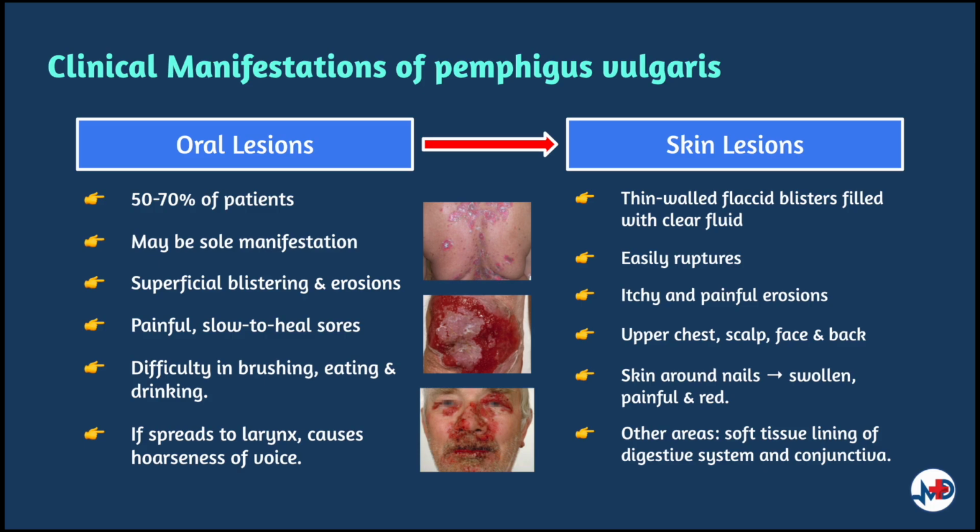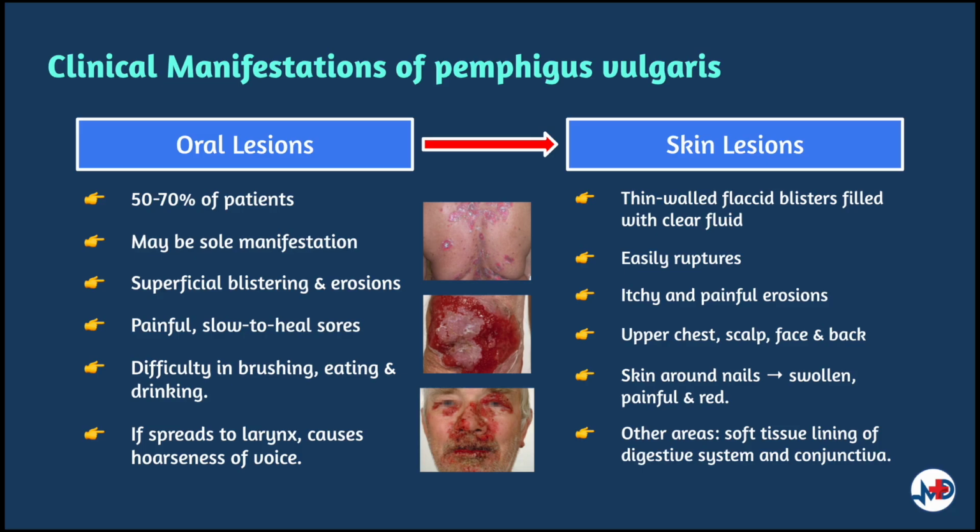Let's move on to the clinical manifestations of this condition. Pemphigus vulgaris first presents with lesions on the mucous membrane, mouth being the common area seen in 50 to 70% of patients. A few weeks or months later, the blisters develop on the skin. Do take note that in some cases, the mucosal lesions may be the sole manifestation of the disease. Blisters in the mouth are often superficial and erosive, which turn into painful sores and are slow to heal, making brushing, eating, and even drinking very difficult.